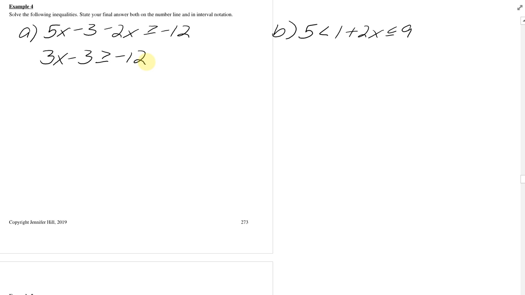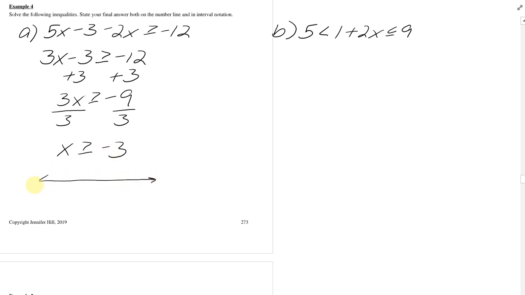Okay, so now I have to get the 3x by itself. To do that, I'm going to add 3 to each side. So I get 3x is greater than or equal to negative 9. Now to finish this off, if I divide both sides by 3, 3 is a positive number, so I don't have to flip the inequality. So this is going to be x is greater than or equal to negative 3. Now you also need to put your final answer on the number line and in interval notation. So here's my number line, and then here's my interval notation.